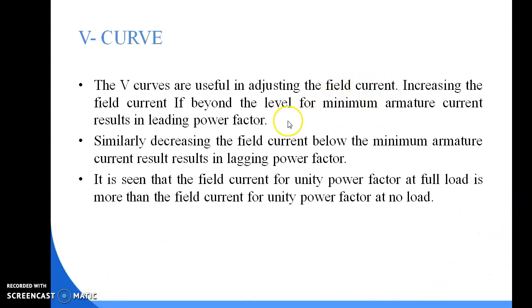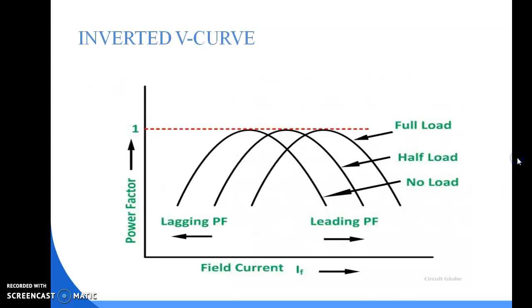The V curves are useful in adjusting the field current: increasing the field current beyond the level of minimum armature current results in leading power factor. Similarly, decreasing the field current below the minimum armature current results in lagging power factor. It is seen that the field current for unity power factor at full load is more than the field current for unity power factor at no load.